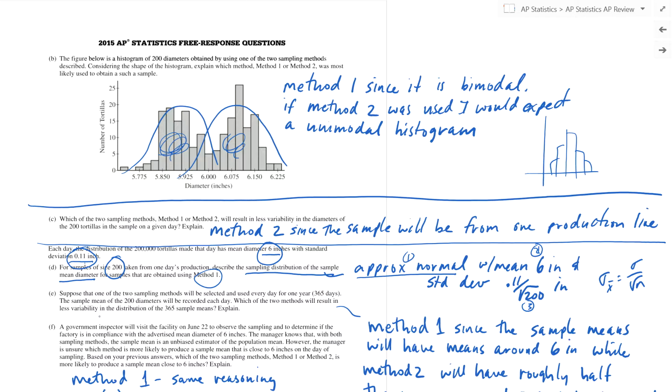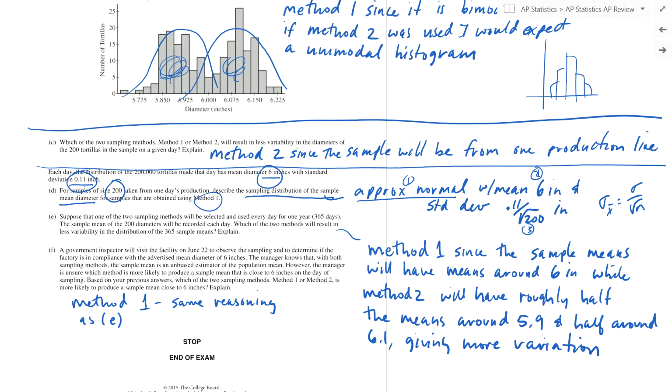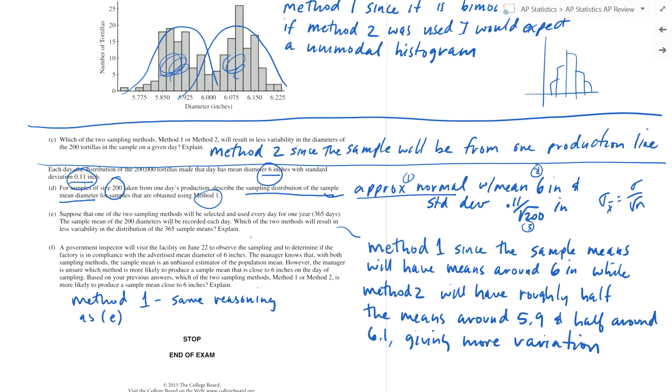Part E. It's probably a little confusing when you first read it, but once you see it, it's actually straightforward. It says, suppose that one of the two sampling methods will be selected to use every day for 1 year. So either you're going to select 200 randomly selected tortillas from both production lines, total, or you're going to select one production line and use that.